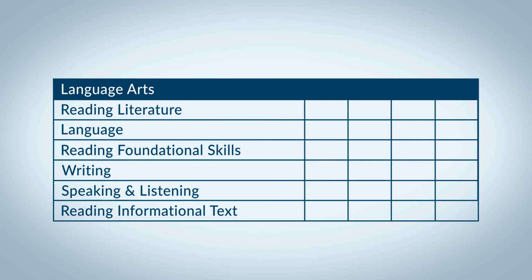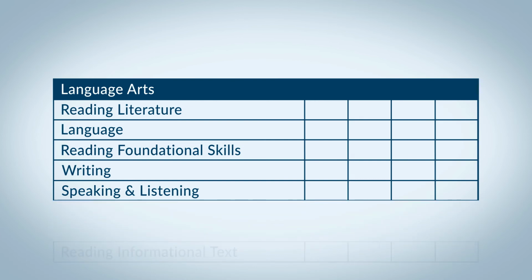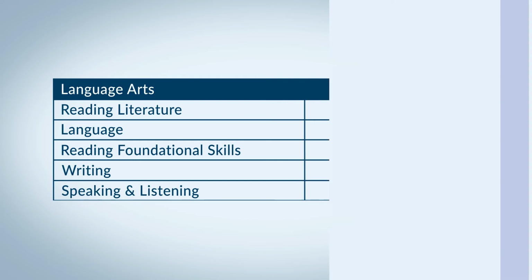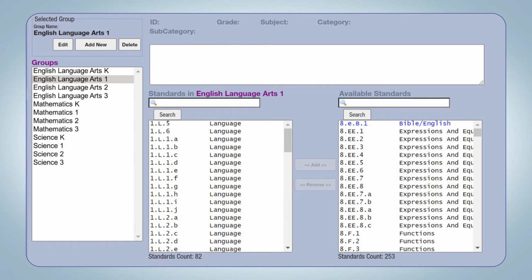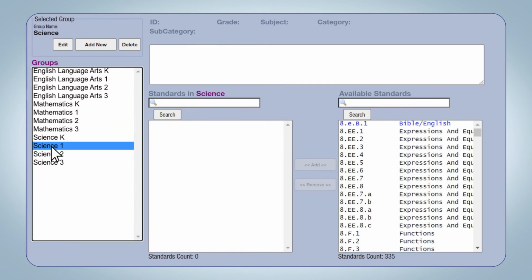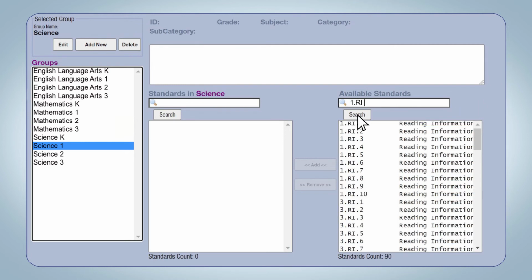So far, I removed the reading informational text standards for English language arts. Next, I need to add reading informational text standards to science. There's no save button, so you can just select science from the menu on the left. On the right column, I'm going to search for 1.RI, and then I'm going to select them.